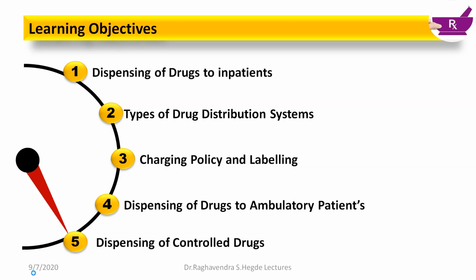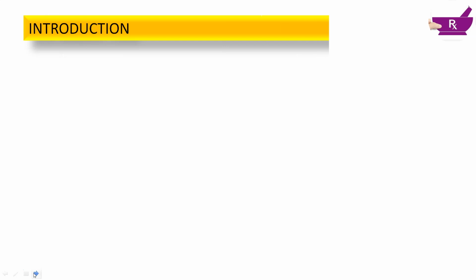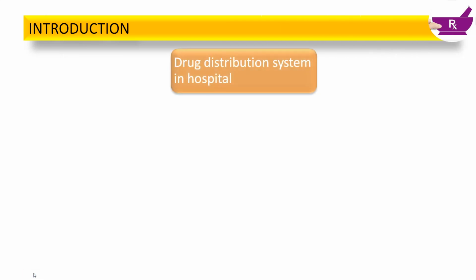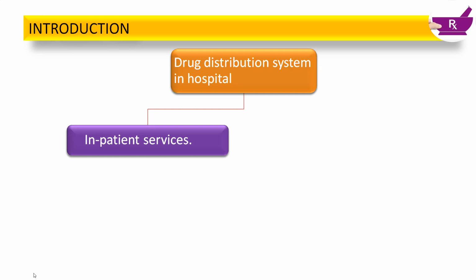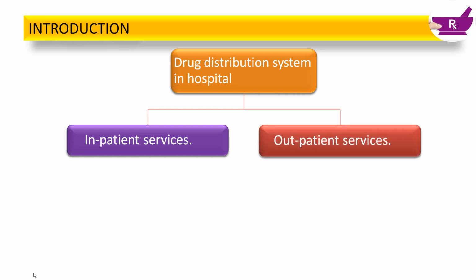Let us start the introduction. Drug distribution system in hospital is mainly classified into two types of services. One is the drug distribution to the inpatient services and the other is drug distribution to the outpatient services. Inpatient services is also called inpatient.